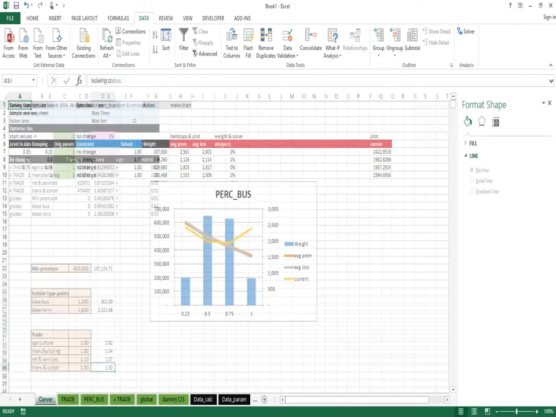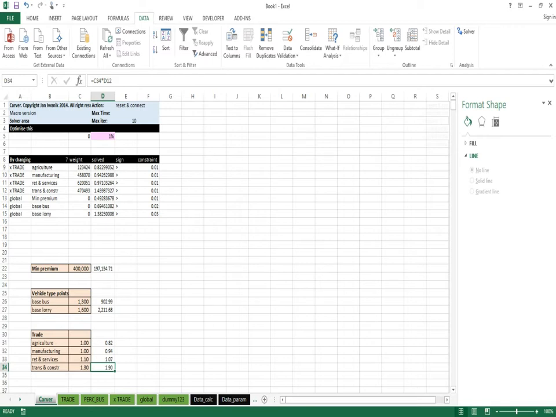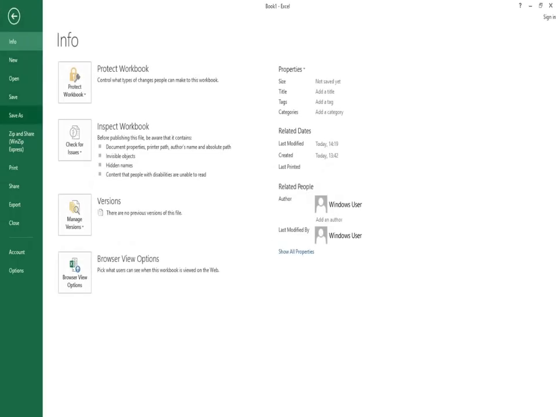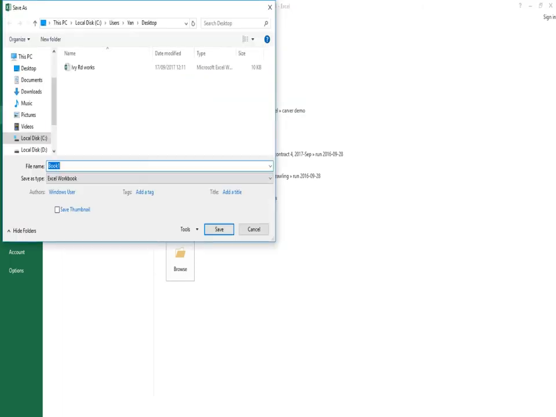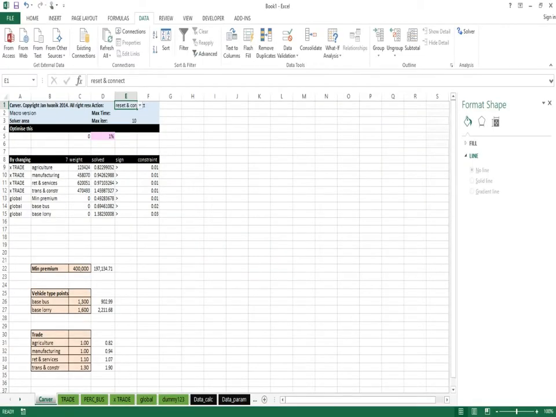So the last question that people asked was, well, how do we know these parameters which fit so nicely, how do we know they don't overfit? And to answer this question, Carver has this functionality of making subsamples. I think I need to save this file though first. So Carver demo, I'll just save it on desktop. And okay, so I just saved this file that we work on, and I'll make the subsamples.